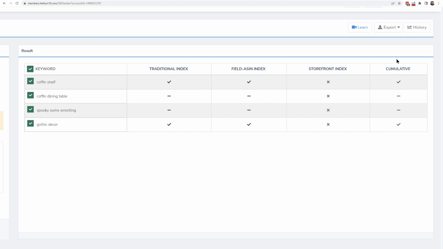All that matters is this last column of cumulative. That means check mark, yes, you're indexed. Dash means no, you're not indexed. That's all you have to worry about. Don't worry about the individual ones.